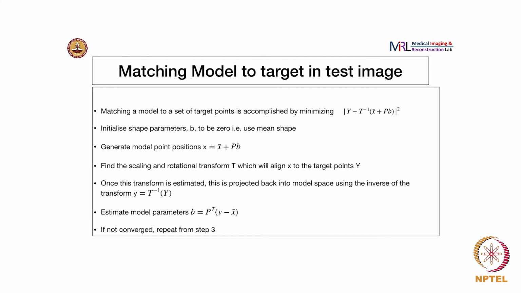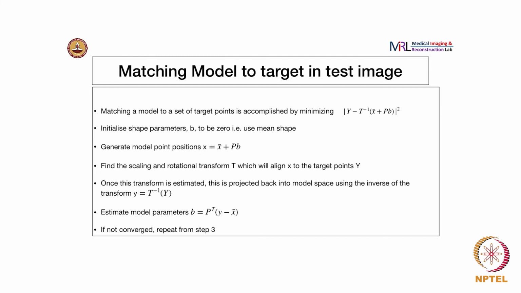The last piece, or should I say the penultimate piece, is to match the model to a target in a test image. First, let's look at how you would match a model to a set of target points in the test image. Now we assume that target points are given. We'll see how to get those target points later. First, we'll see that there is a bunch of target points that you have somehow figured out in the image, which hopefully will correspond to the shape that you are looking for. And what you want to do is take your model.